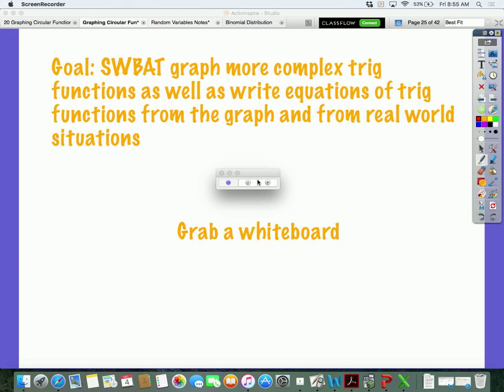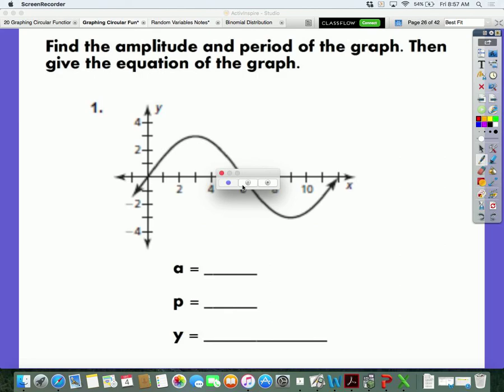You're going to have multiple transformations in the functions that you're asked to graph, as well as write equations of trig functions from the graph and also from real-world situations. Actually, we probably won't get a chance to get to the real-world situations, but we'll save that for Monday, I guess. We are going to start off with the whiteboards first, okay?